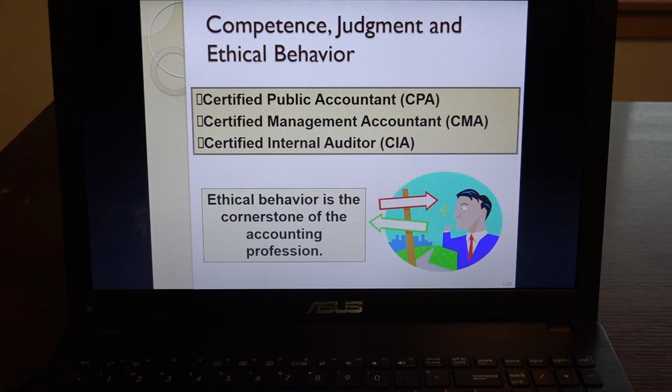And that's true if you're an accountant or anything. Shoe salesman, car salesman, manager in a company, you name it. But especially for accountants, ethical behavior is extremely important.